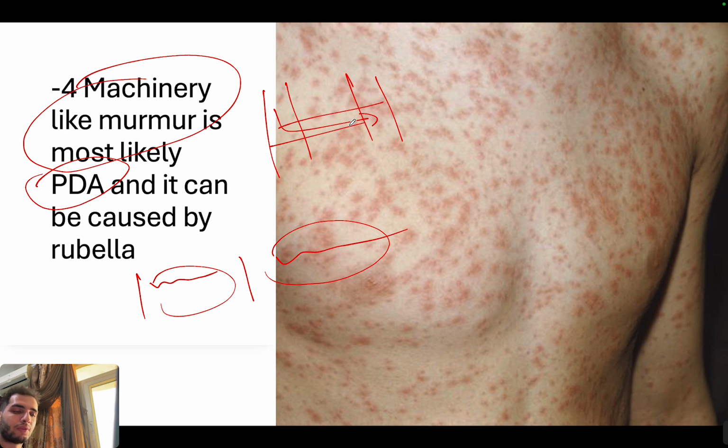Now, one of the most famous causes of patent ductus arteriosus is rubella. And rubella can also cause cataract and sensorineural deafness. Okay? So you can keep an eye open for a child whose mother didn't receive prenatal care, and he has cataract and a machinery-like murmur. This is usually rubella, okay?